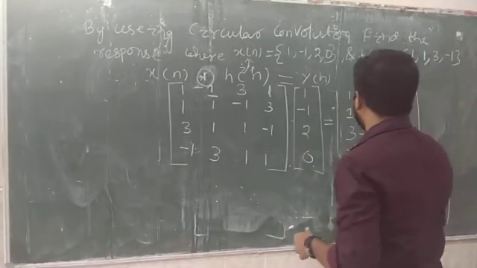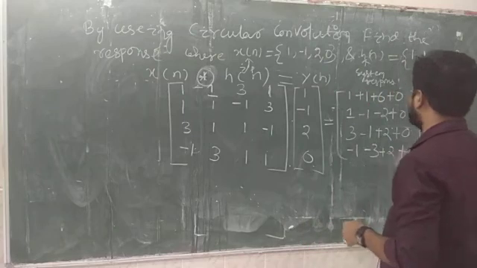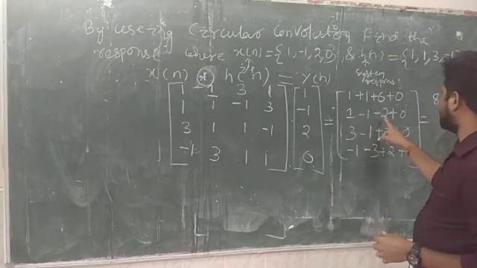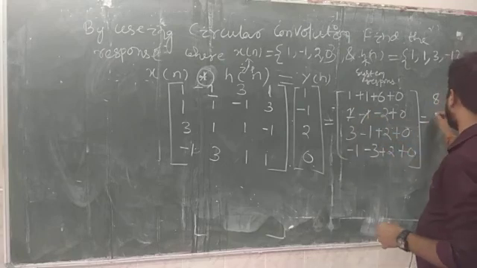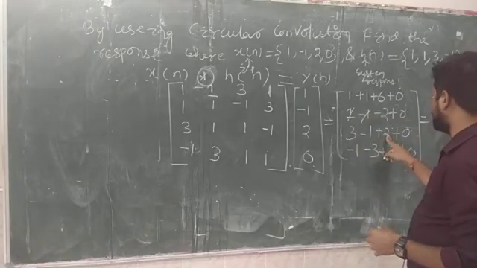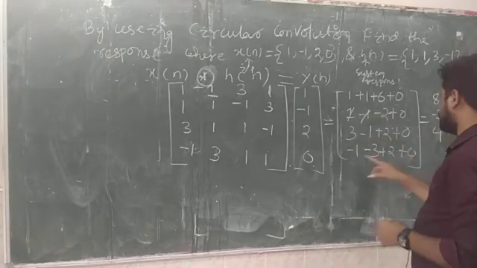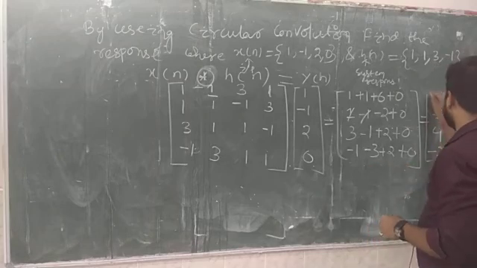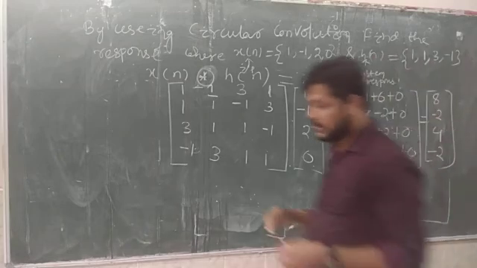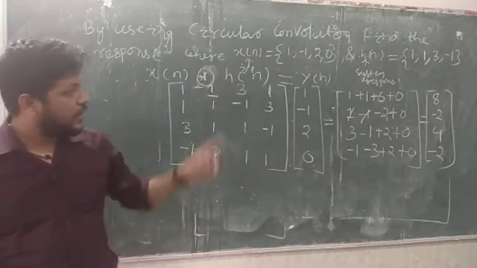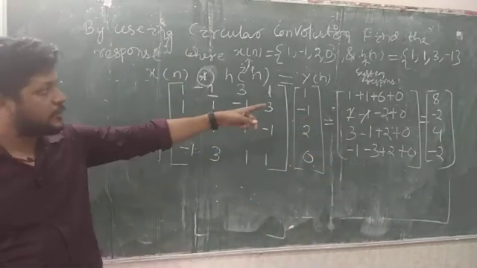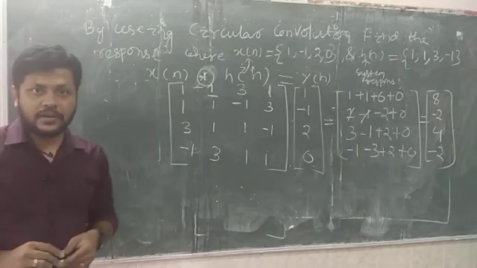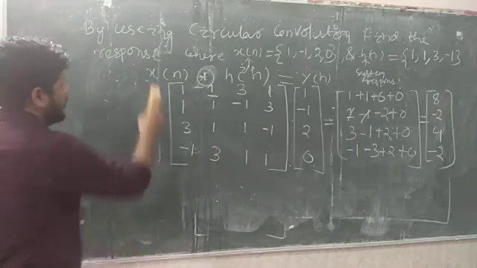Now add all the results. 6 plus 1 plus 1 gives 8. Then 1 and -1 cancel out, leaving -2. Then 3 plus 2 is 5, minus 1 is 4. Then -1, -3 is -4, plus 2 is -2. So the result of the circular convolution is 8, -2, 4, -2. How many samples are present in the result? 4 samples. But in linear convolution we have M plus N minus 1 samples, so here the number of samples is reduced.